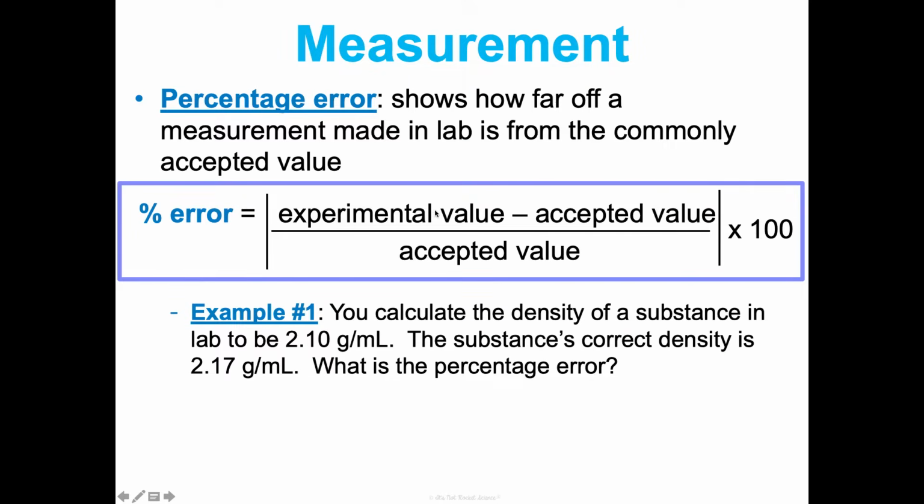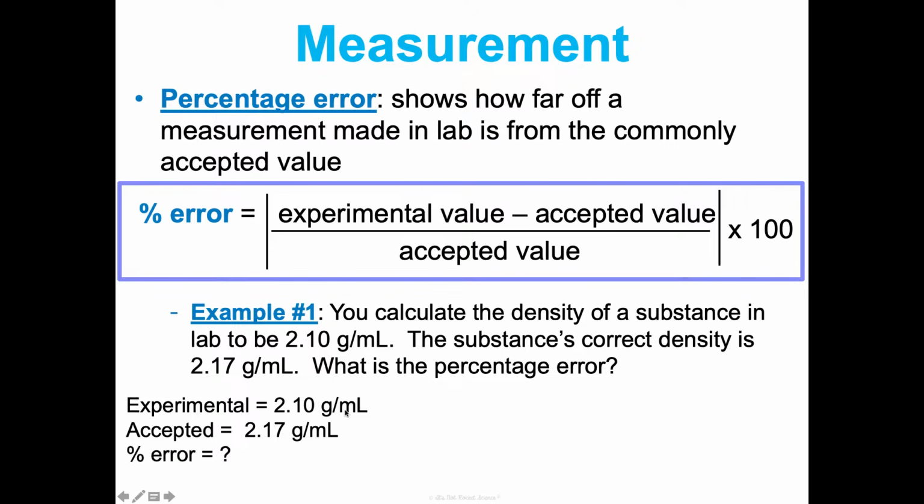Okay, so here's an example. Let's say you calculate the density of a substance in lab to be 2.10 grams per milliliter. Now, the substance's correct density, like the answer in the answer key you should have gotten, is 2.17 grams per milliliter. What would be your percentage error, your percent error in this? Okay, so first, what do we know here? We know the experimental value, what you measured or what you calculated, was 2.10 grams per milliliter. And we know that the accepted value, the correct number that's commonly accepted, is 2.17 grams per milliliter. So if we're looking for percent error, this is what our background information is, okay?